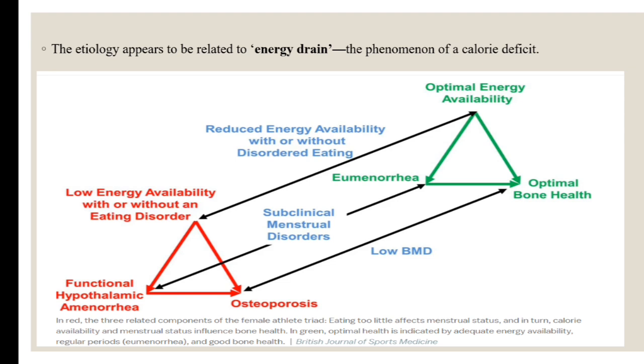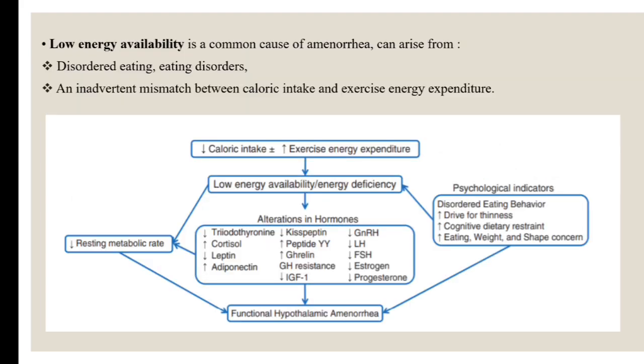And the area which is green is the optimal health in females, which is indicated by adequate energy availability, regular periods, and good bone health. Low energy availability is a common cause which can arise from eating disorder or disordered eating, and inadvertent mismatch between calorie intake and exercise energy expenditure.